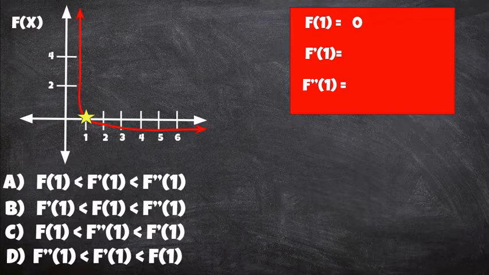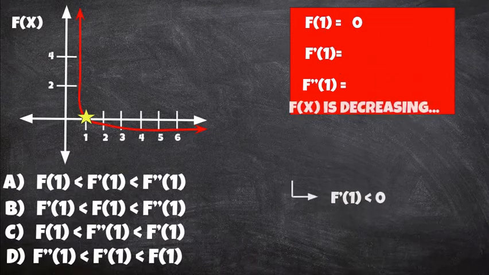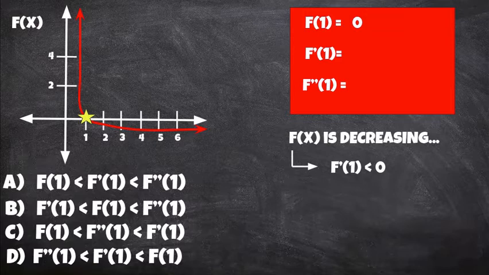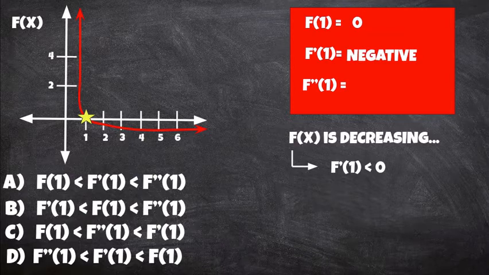Next, you look at the slope of the line, because the graph is of f of x and f prime is the slope of f of x. Well, the slope is decreasing, so that means f prime of 1 is less than 0. What does that mean? F prime of 1 is negative. In these types of problems, you don't need to find the actual value, you just need to know the signs.